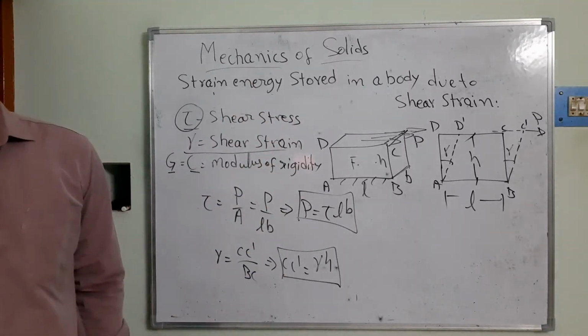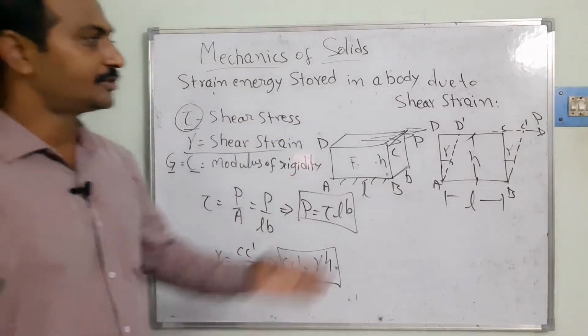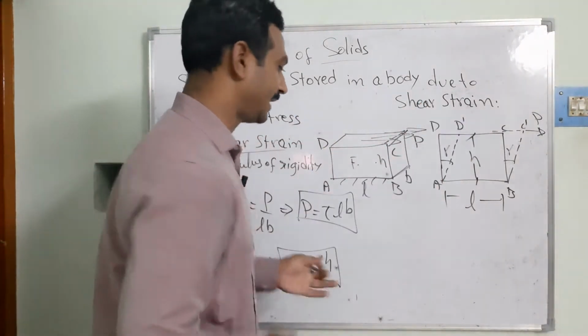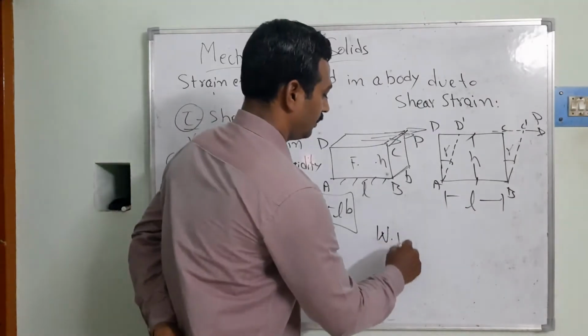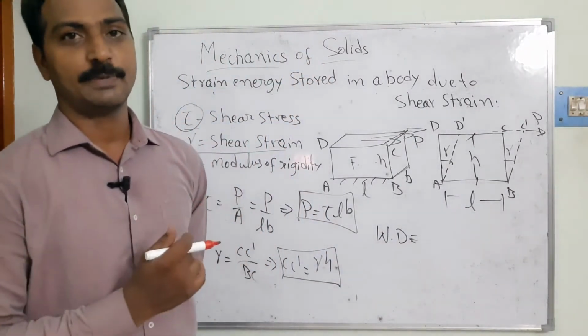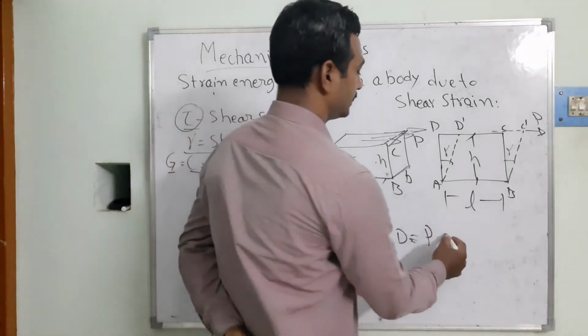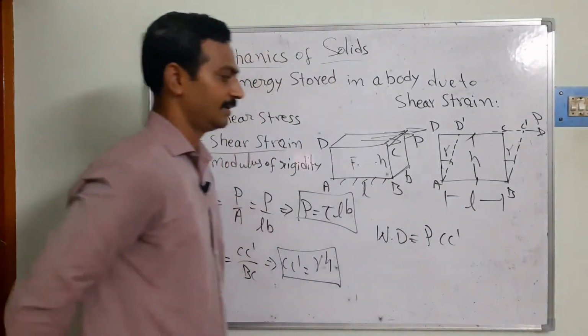As we know, the strain energy we are going to write in terms of the shear stress. So we know that it is equal to the work done on that system. Here the shear force is going to be acting. So what is the formula for this work done? Work done is equal to the load into the displacement.